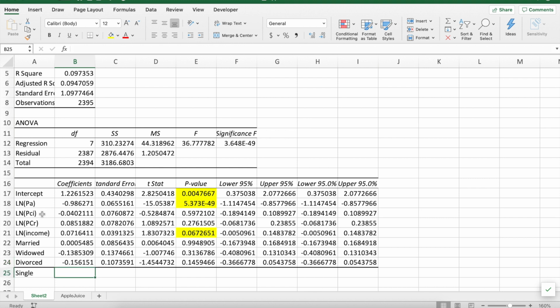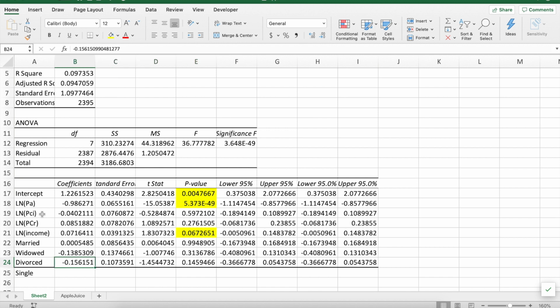Essentially, again, what this model is telling us is that your marital status does not have an effect on how much apple juice you're purchasing. Maybe surprising, maybe not, but that's what the data is telling us. Now, just for the sake of example, let's suppose that this divorce coefficient is significant. Again, it's not, but if it were significant, how do we interpret this?